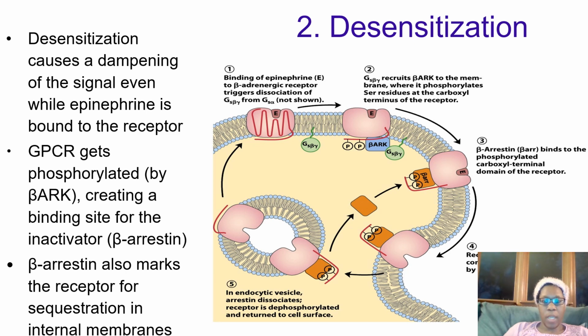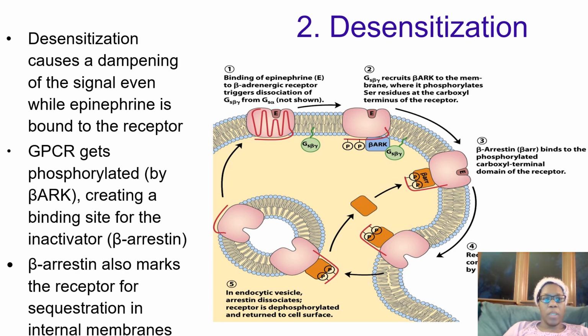The kinase does what kinases do, and it phosphorylates the carboxyl terminus of the receptor. Once the receptor is phosphorylated, it binds to another protein called beta-arrestin. Now this arrestin protein is an inactivator. It marks the receptor to be sequestered into the cell. If the receptor is no longer on the cell membrane, it can no longer accept epinephrine and no longer cause that cascade of events that causes adrenaline to work.